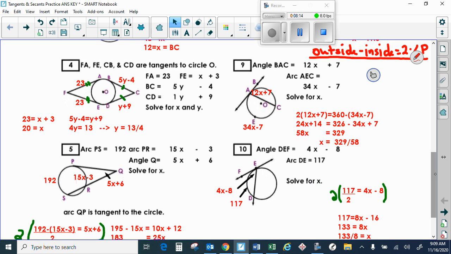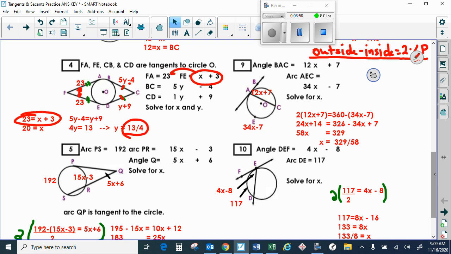Number 4. These are all tangents, so we know tangents from the same point are equal. So those have to be the same, 23 and 23. We know that these two have to be equal, and one says it's 5y minus 4, the other says y plus 9. So I just set them equal to each other and solve. Okay, and I get y equals 13/4. So that's for y. Okay. FE equals 23 because they have to be the same. So this equals that 23 FA, and so x equals 20 right there. Okay, there's that set up.